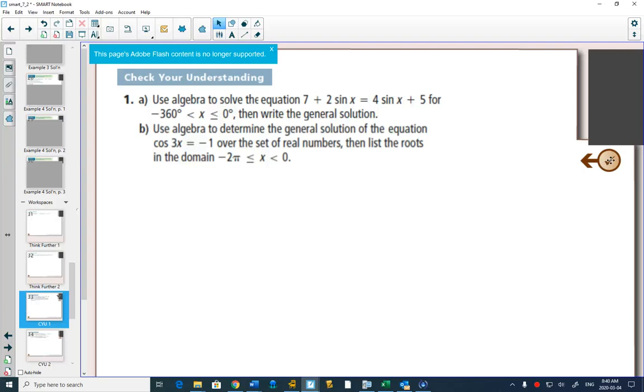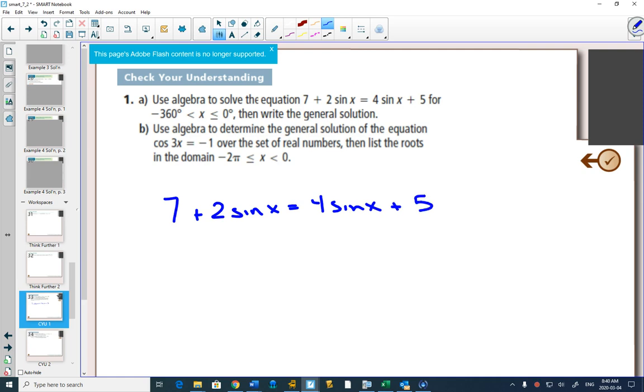But in example 1a, we're back to degrees again, and the domain is negative 360 to 0. Now, the equation itself, 7 plus 2 sine x equals 4 sine x plus 5, initially looks complicated, but this is the same as a question you would have had in grade 11. You want to solve for sine. If you want to solve for sine, you need to get sine by itself.